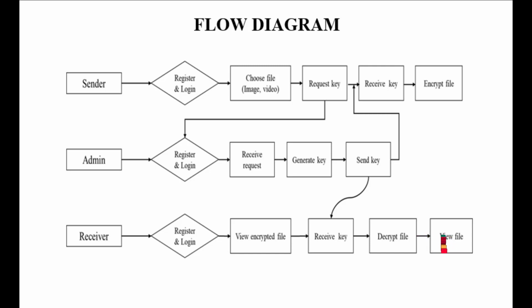The secret key is used for the encryption process. The admin can register and log in using his username and password and wait for key requests. Once the key request is received, the admin can generate the secret key and send it to the sender and the receiver. The sender receives the secret key and encrypts the file, and the receiver can register and log in with username and password. After login, the receiver receives the secret key. By using this key, the receiver can decrypt the file and view it.